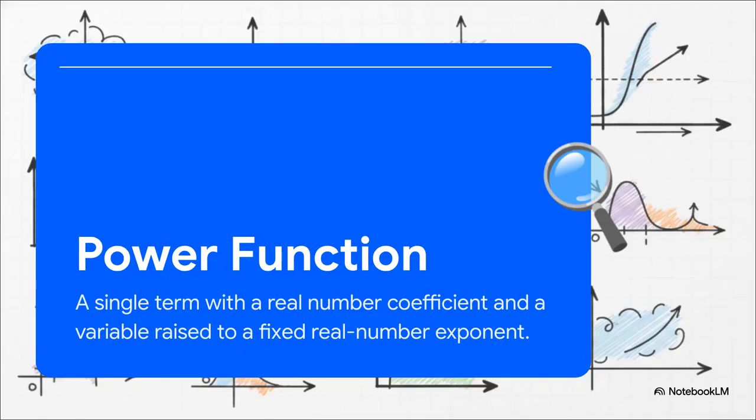To start our detective story, we really have to meet our most basic single-term suspect, which is the power function. The crucial thing to remember here is that a power function only has one single term. It's basically a marriage between a real number coefficient, which kind of acts as a stretcher or compressor, and a variable raised to a fixed real number exponent. And that exponent, it's the absolute heart of the function. If you change that fixed exponent, you literally change the entire behavior and identity of the graph. It's the core personality of our suspect.